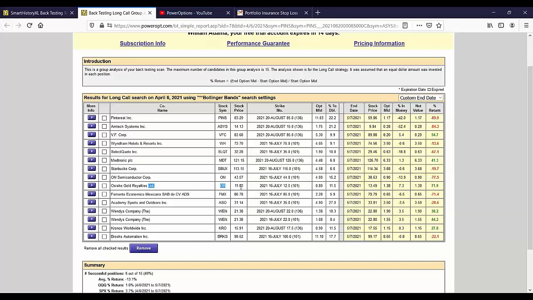And I'm going to take our good winner down here, a Cisco Gold Royalties, OR, and we would have bought the July 12.5 for, wow, 80 cents. Okay, great.